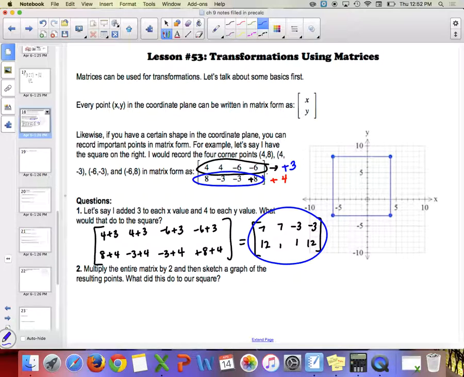What did this do to our square? So if we multiply the entire matrix by 2, so let's say we start with that original 4, 4, -6, -6, 8, -3, -3, +8, right? Because Kyle corrected me. Kyle gets a bonus point.